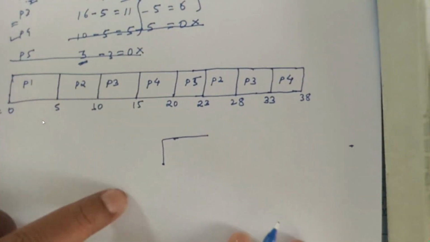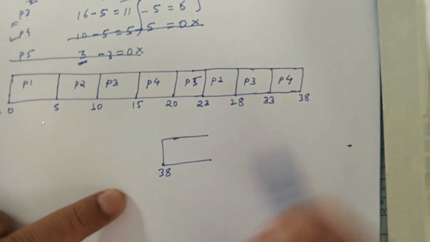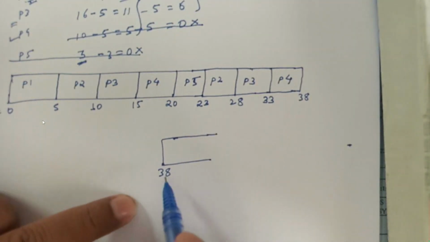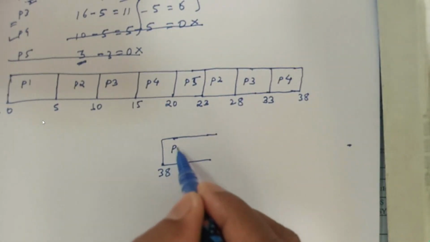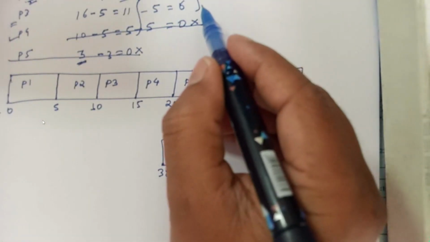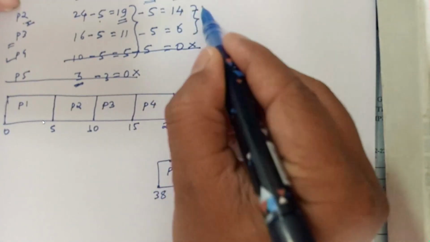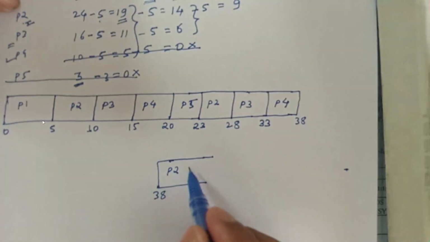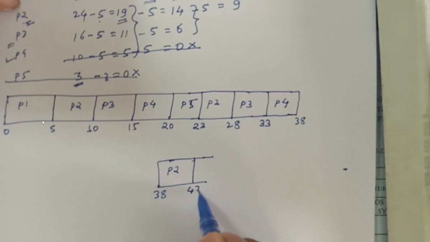Okay, so now at what time have we stopped? 38. Okay, so that is what I am writing here again. So now at 38, process P2 will start again. Its burst time, remaining time, is 14. So 14 minus 5, remaining time will be 9. So it will start at 38. So 38 plus 5, it will become 43.